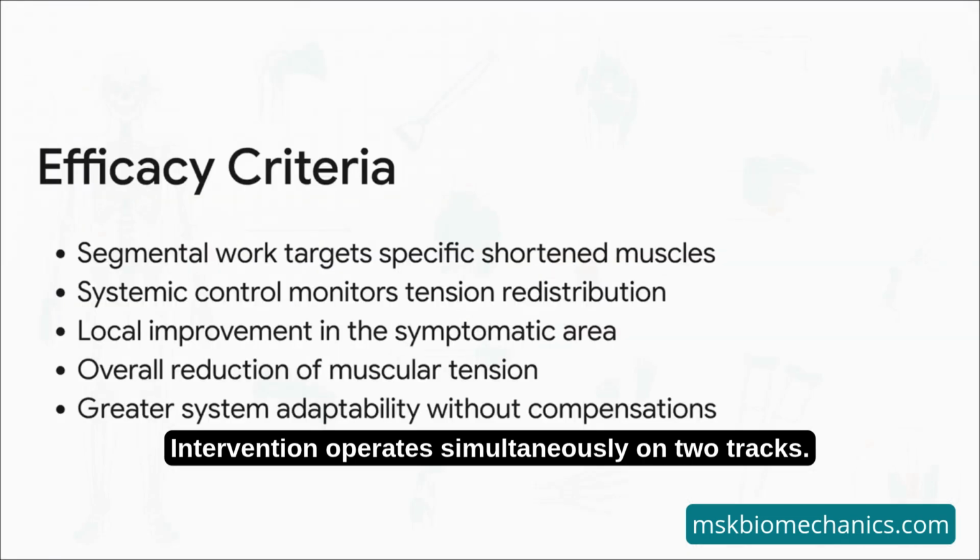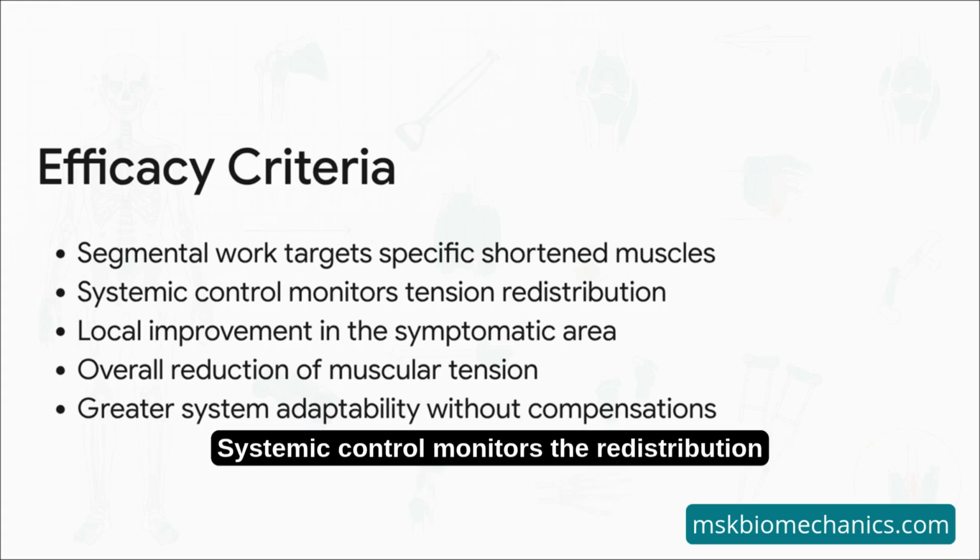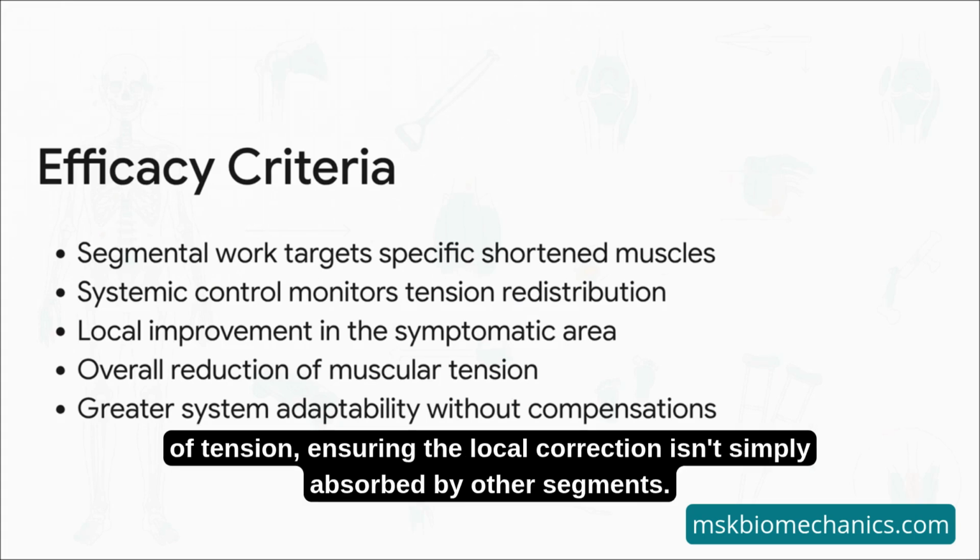Intervention operates simultaneously on two tracks. Segmental work targets the specific shortened muscles responsible for the conflict. Systemic control monitors the redistribution of tension, ensuring the local correction isn't simply absorbed by other segments.